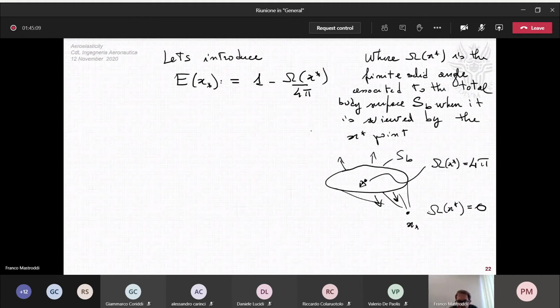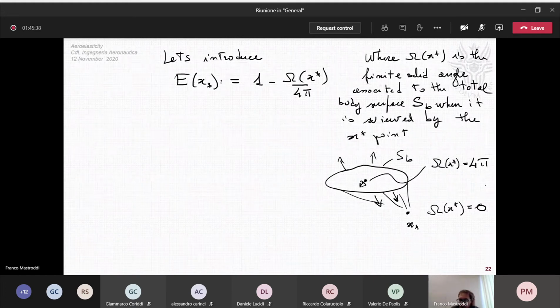And so if you accept this definition for E, you have exactly the same effect. You have 1 minus 1 in the case of a point inside your body. And whenever you are outside, you have omega equal to 0, and therefore 1 minus omega by 4 pi is giving you 0.